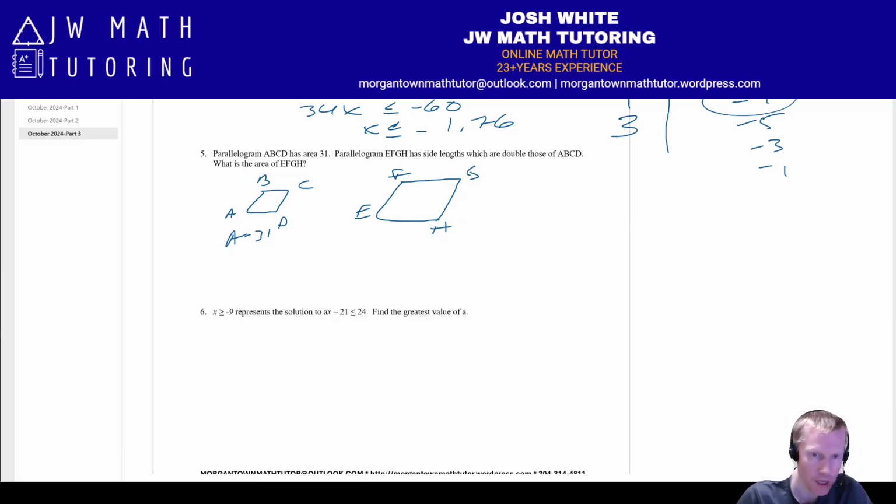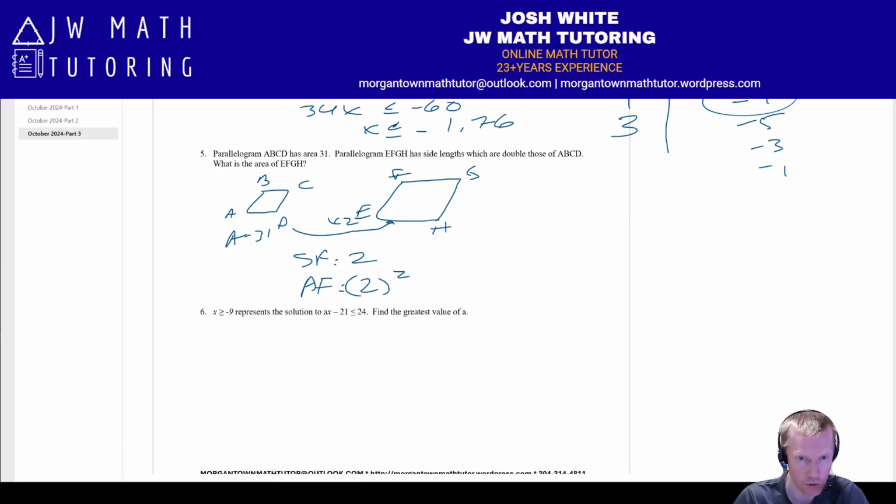The quick, easy way to get the area of the larger one is to recognize that if the sides are doubled, then the scale factor is 2. In other words, you multiply by 2 to get from one small side to one big side. The area factor is the scale factor squared because area is 2 dimensions. Scale factor is 1 dimensional, area factor is 2 dimensions. So you multiply by it twice, or square it. Therefore, the area of the large one will be 31 times 4, which is 124. So the correct answer is 124.